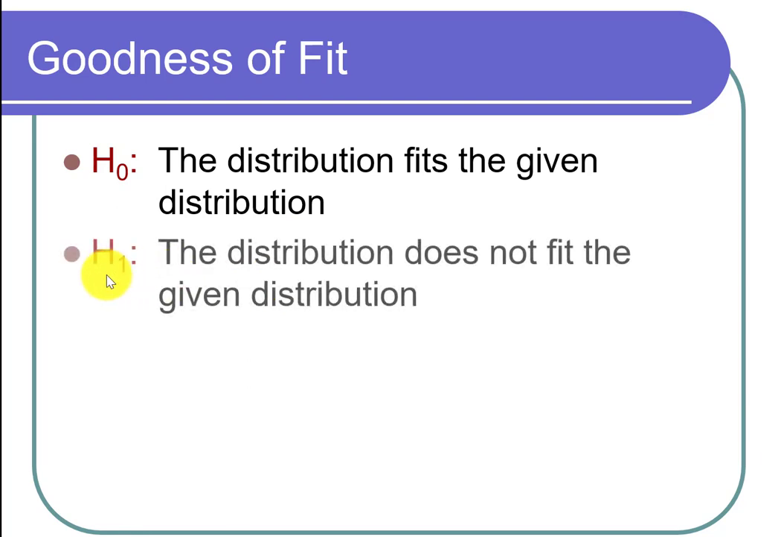And then H1 is always the opposite, basically, and that is the distribution does not fit the given distribution, and that is the alternative hypothesis. Notice the word distribution. That is absolutely necessary for H naught and H1 for the goodness of fit test.